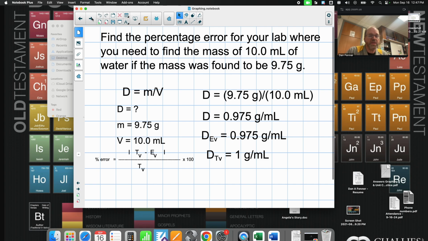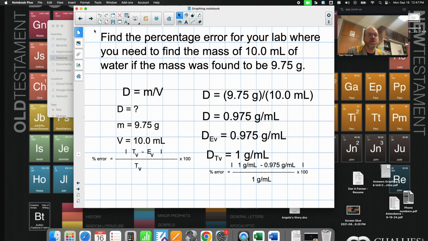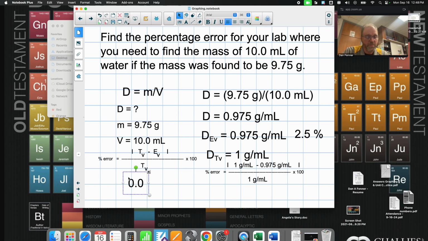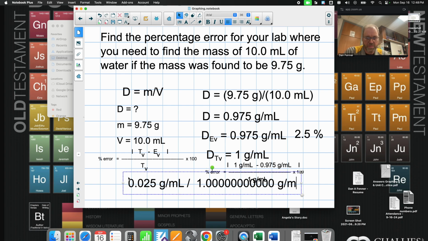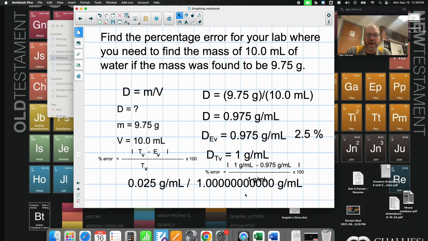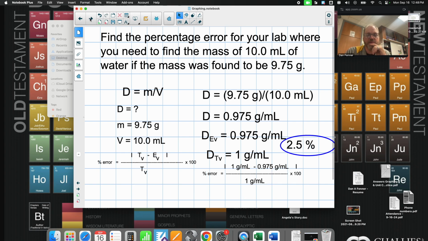So what we do is put the values in. TV minus EV all over TV times 100. So we're going to take 1 minus 0.975. Now remember, this one is significant. Last fill column is going to go to the tenths, hundredths, thousandths place, the third decimal. So we're going to end up with 0.025 grams per milliliter divided by 1.0000000 grams per milliliter. We only have two sig figs here because of subtraction, last fill column. We do that and then multiply that by 100 at the end. We're going to get 2.5% error. All right? There we go.